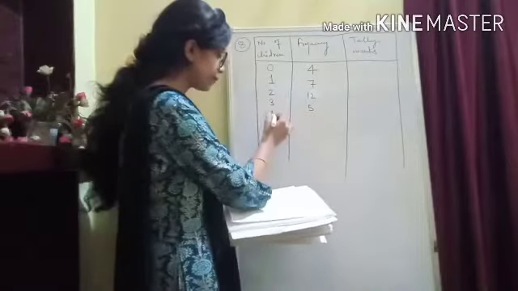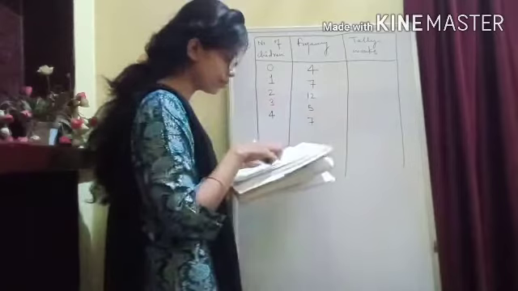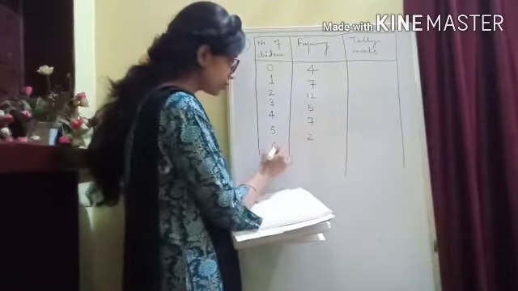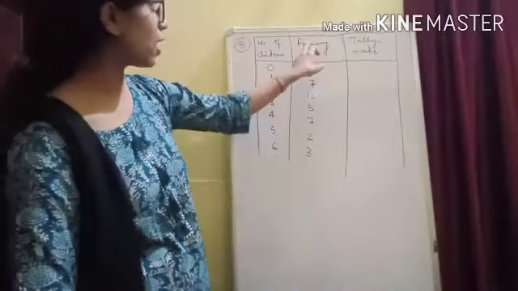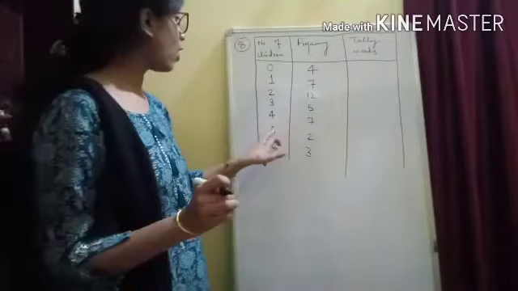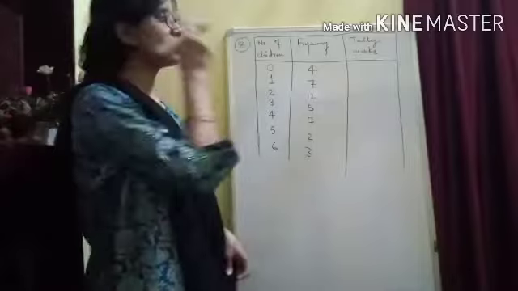Now for 4 the frequency is 7. For 5 it is 2, and for 6 it is 3. So this is the number of children, and how many times it is occurring. How many times is 3 occurring? 5 times. How many times is 5 occurring? 2 times. Now we have to write the tally marks.